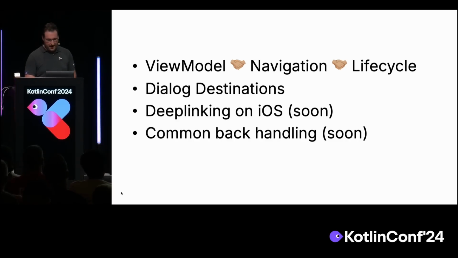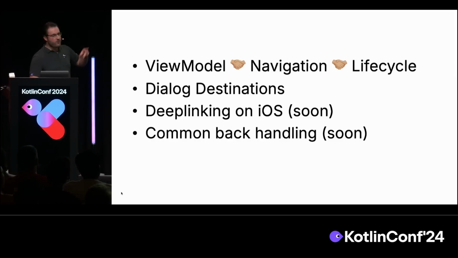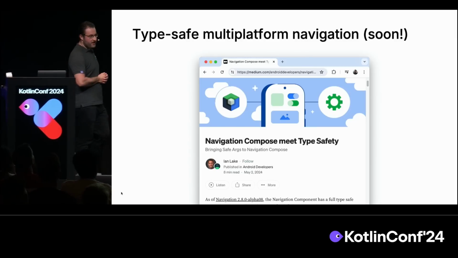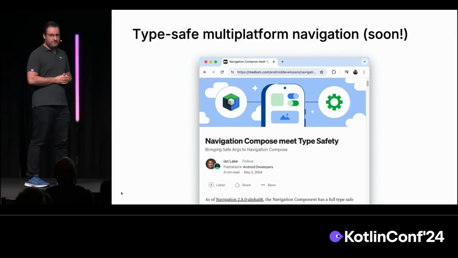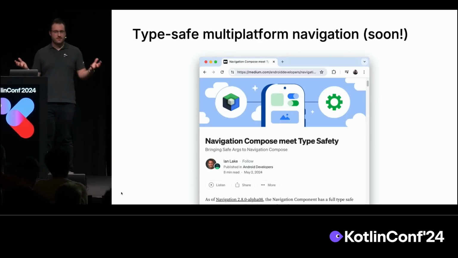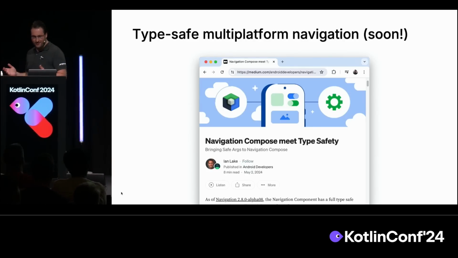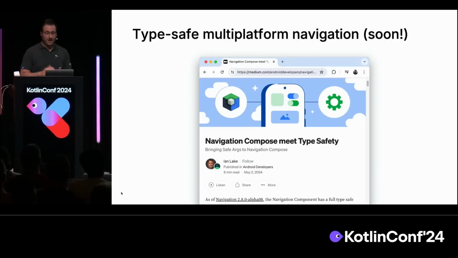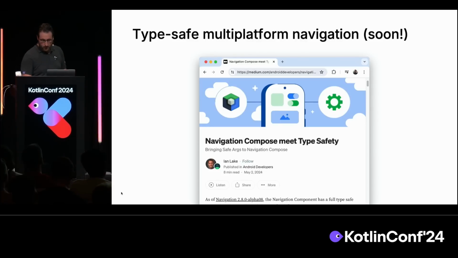as common backhandling. You also saw me type a bunch of strings and routes and all these kinds of things when I was setting up my navigation. One of the very exciting things is that the Compose navigation library is getting type safety. And of course, that is not an Android-only thing. This is all being built on top of Kotlinx serialization, which is a multiplatform serialization library. So we're getting support for that in Compose Multiplatform in the near future as well, so that hopefully you will make very few typos, or if you do make them, the compiler will yell at you.